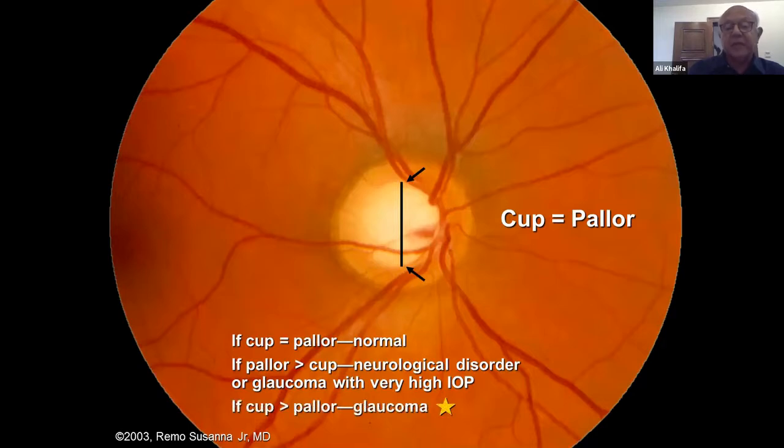And if the cup is greater than the pallor, this case is a glaucoma. So here the cup is equal to the pallor, the white, therefore this is a normal disc.